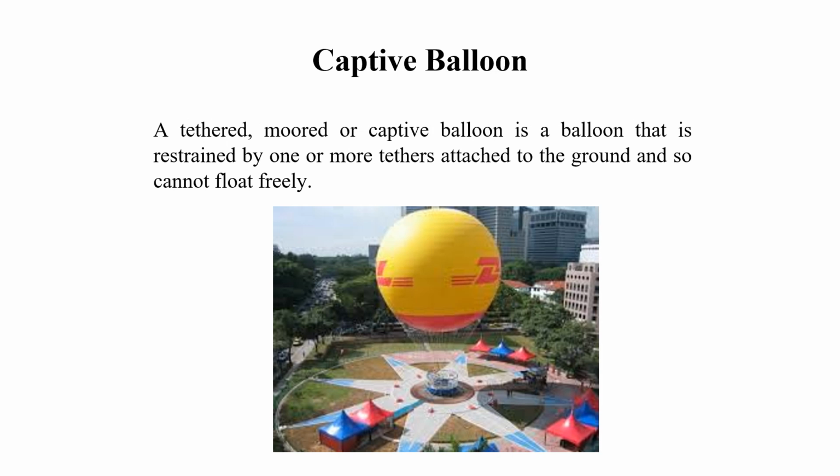The captive balloon. This is also called a tethered balloon. A tethered balloon or a captive balloon, whatever the name is, is restrained by one or more tethers attached to the ground or a building. It's not supposed to move freely in the atmosphere.